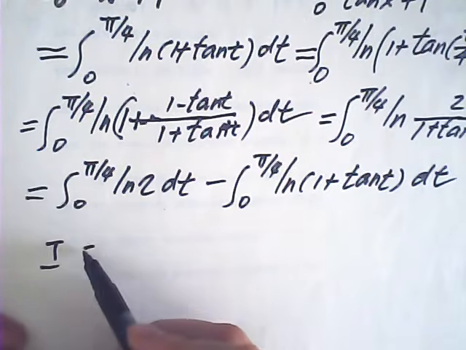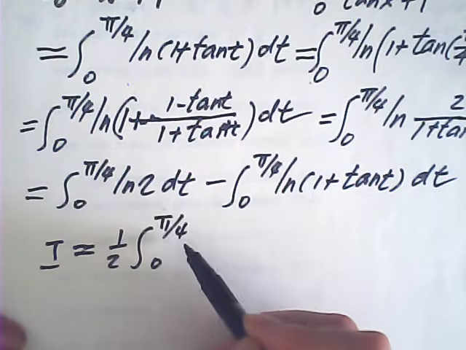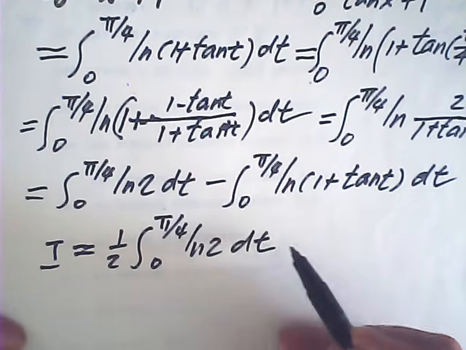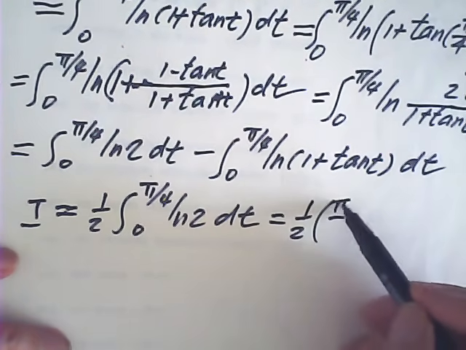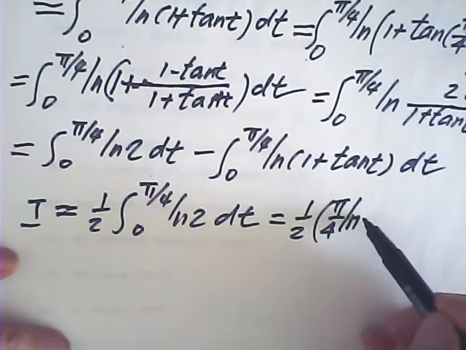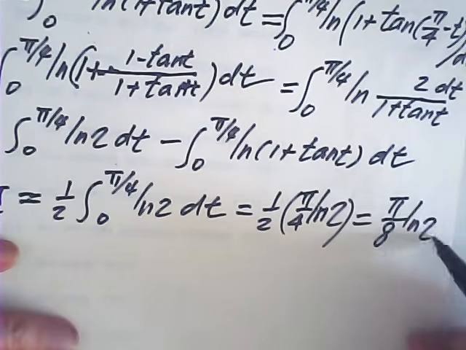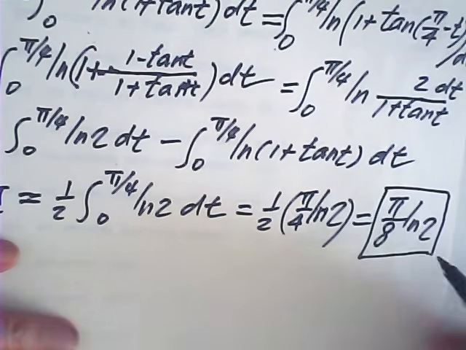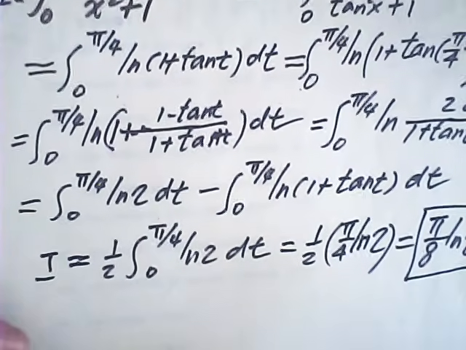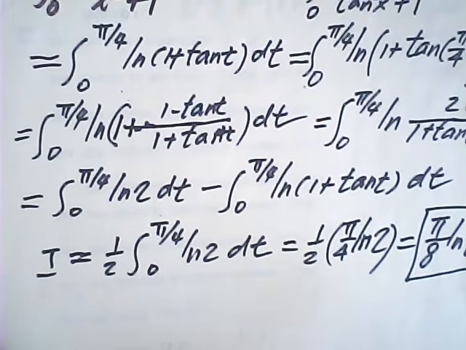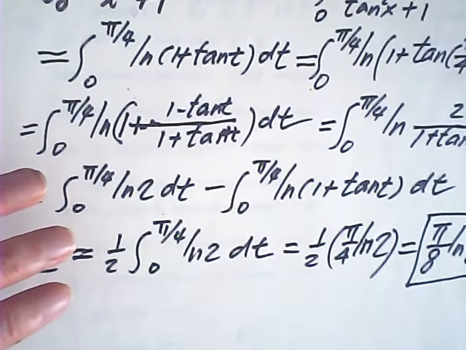So I is equal to 1/2 times quarter pi log 2, which is pi over 8 log 2. So that is my result for this integral by method 1. Good.